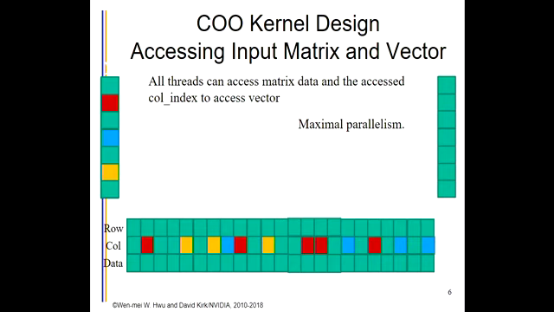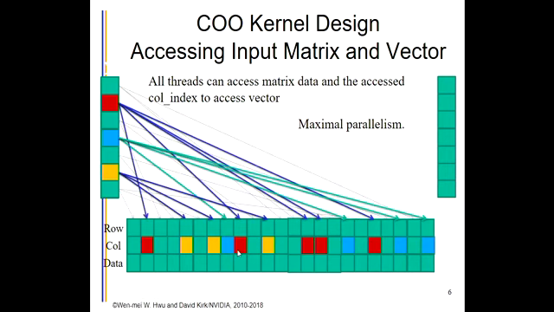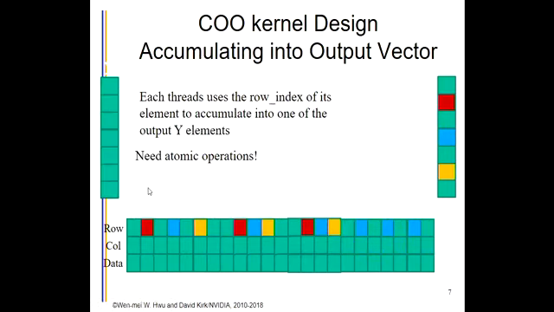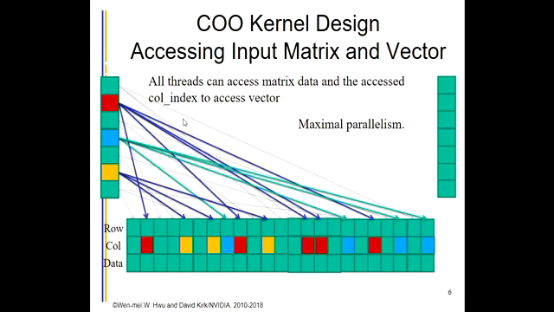I put in different colors here to show you that some of these elements, from different threads, will need to fetch the same X elements. So they can be very random. Whenever a thread processes one of these data, it needs to go to the X vector and fetch the X element. So these threads will come and fetch that red cell.